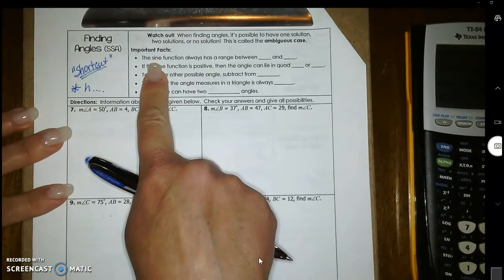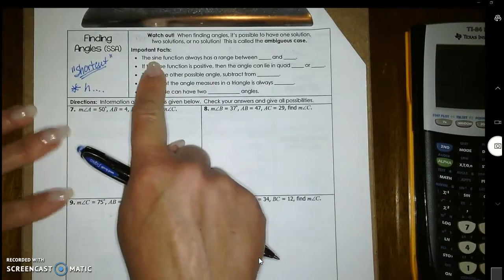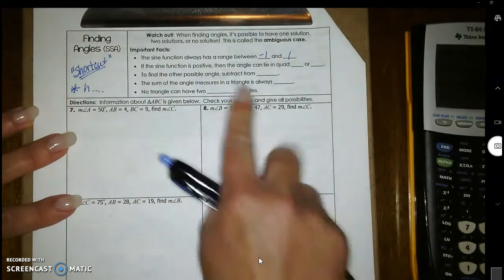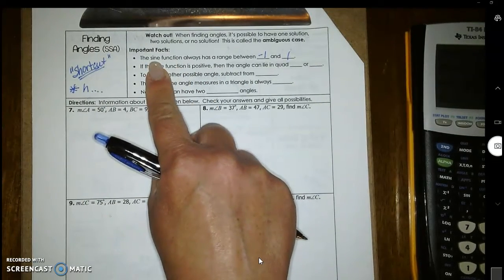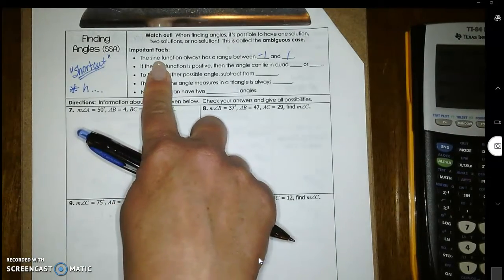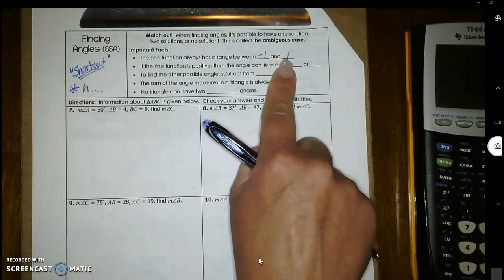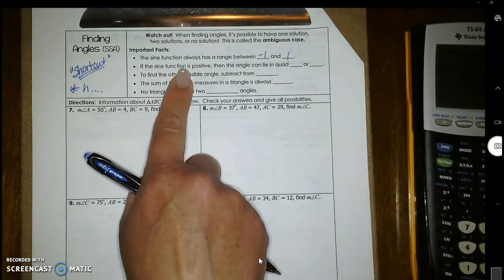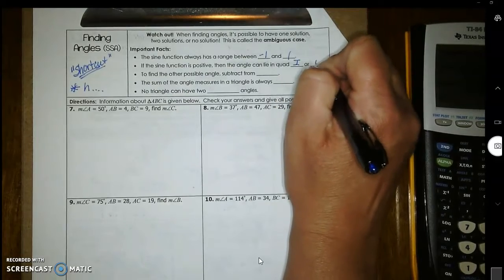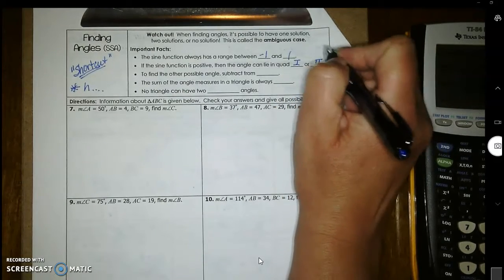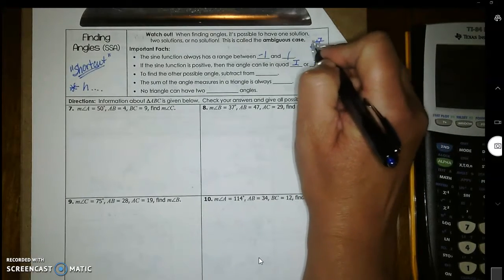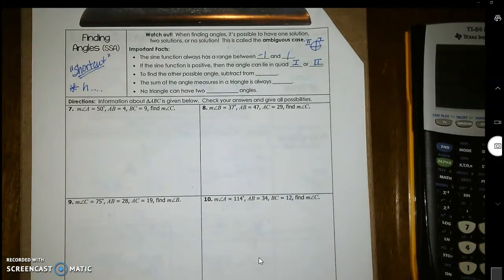So first of all, some very important things to think about, okay? The sine function always has a range between -1 and +1. So if you ever do something and you get the sine of an angle equal to 2, no triangles. If you get the sine of an angle equal to 3 something, no triangles, okay? It has to be between -1 and +1. If the sine function is positive, then the angle can either be in quadrant number 1 or quadrant number 2. This is coming from the unit circle, okay? If the sine is positive, then you know you're up here in quadrant 1 or in quadrant number 2, okay?